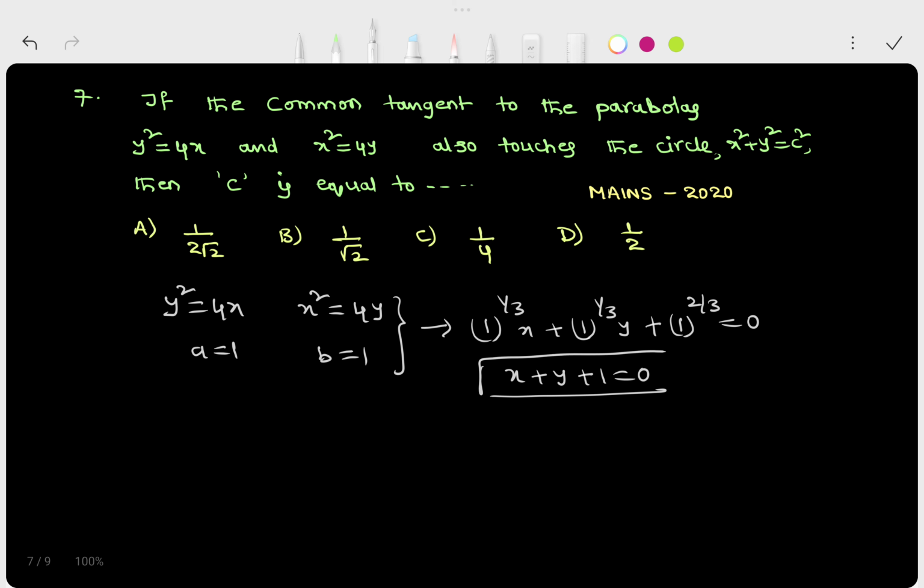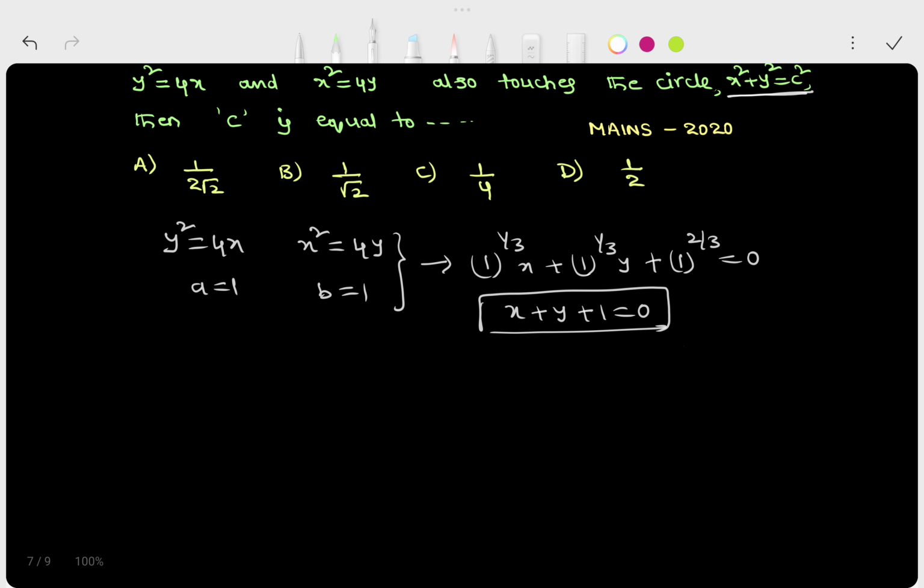The question is: whatever is the common tangent to both parabolas, that also touches the circle. You know, if a line touches a circle, then r is equal to d. For example, see here this is a circle. If the line touches the circle, what is the condition? r is equal to d.